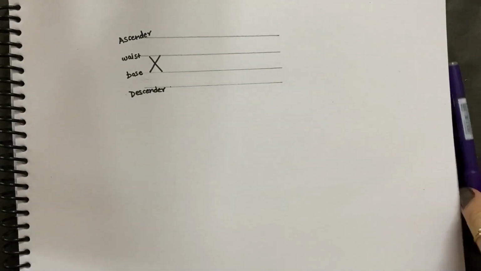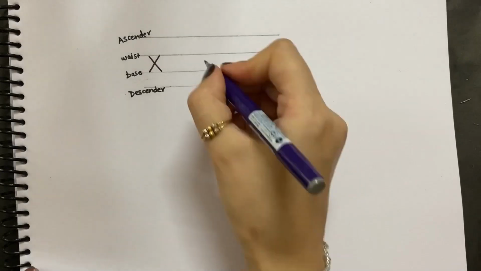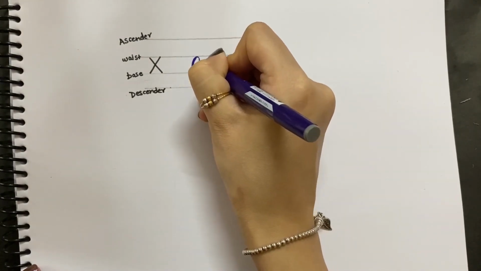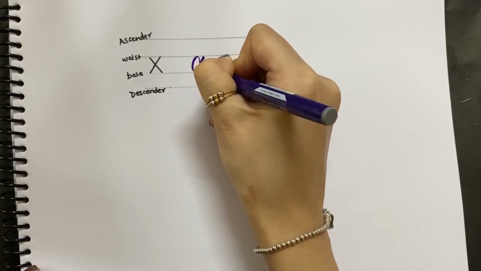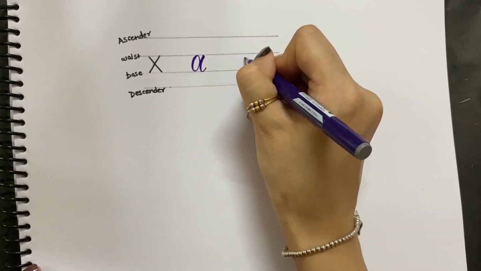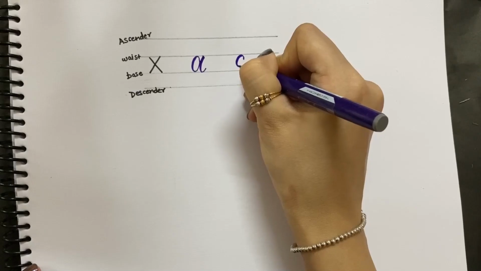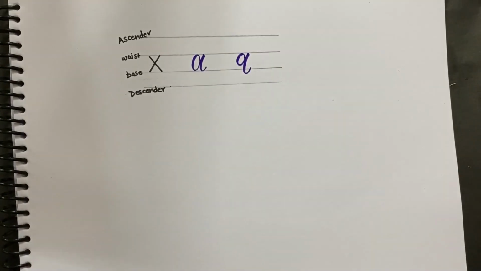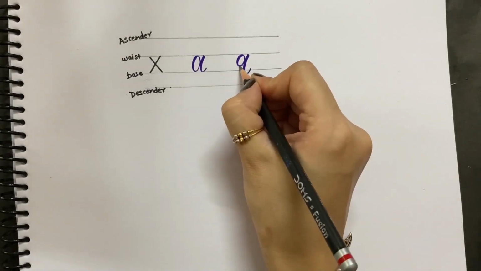Now I will write the letter A. This is the regular letter A. And this is the bouncy one. The oval here is above the baseline and the downstroke is below the baseline.